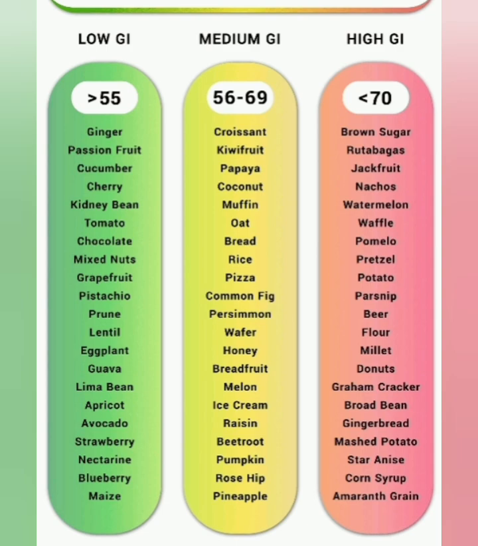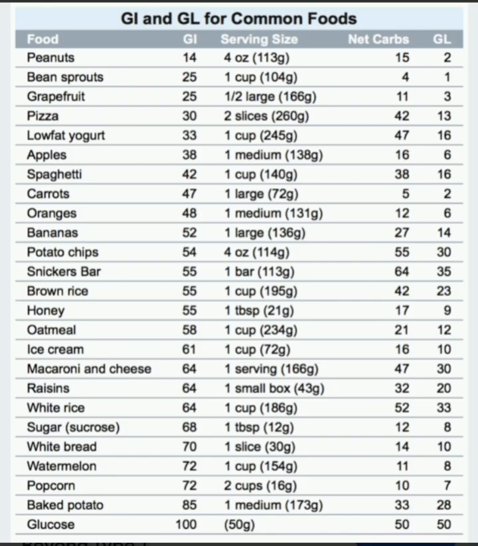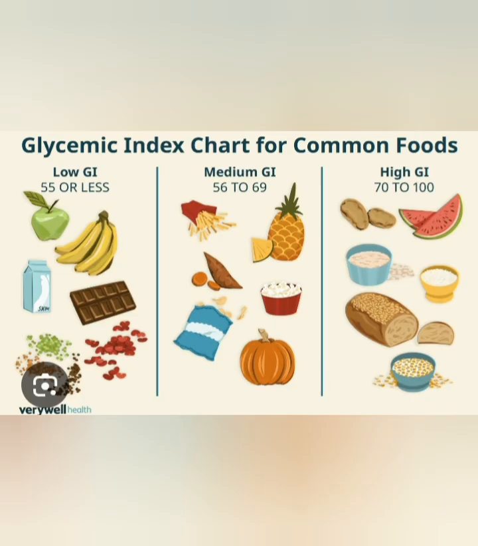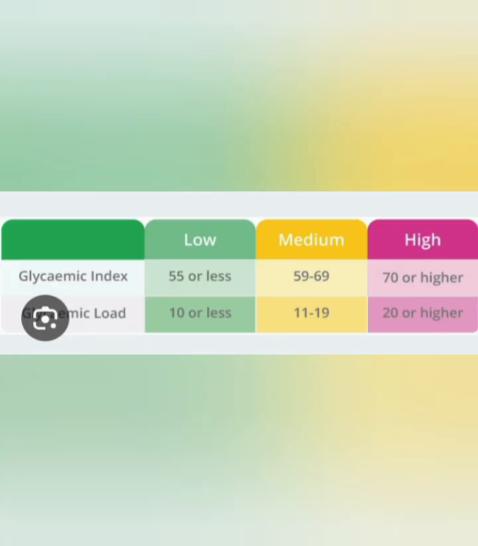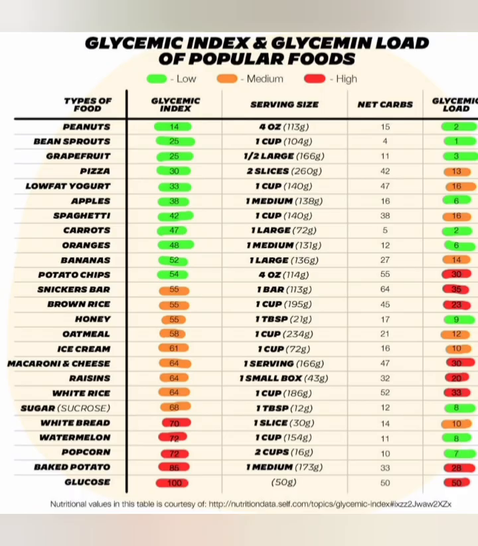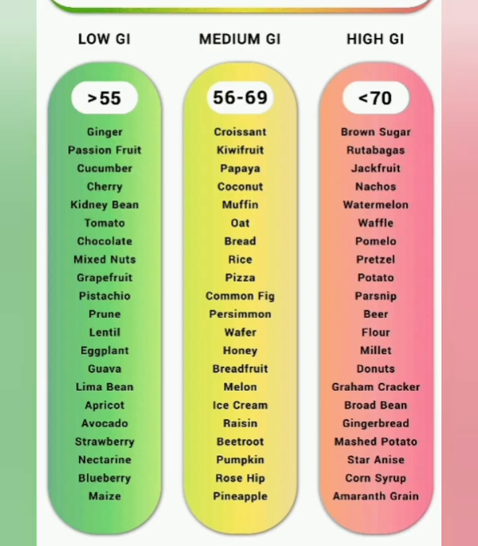Importance of GI: blood sugar management, weight management, reducing chronic disease risk. Factors affecting GI: food preparation, food combination, and individual tolerance. Incorporating GI into your diet: choose whole foods, read labels, balance your meals.